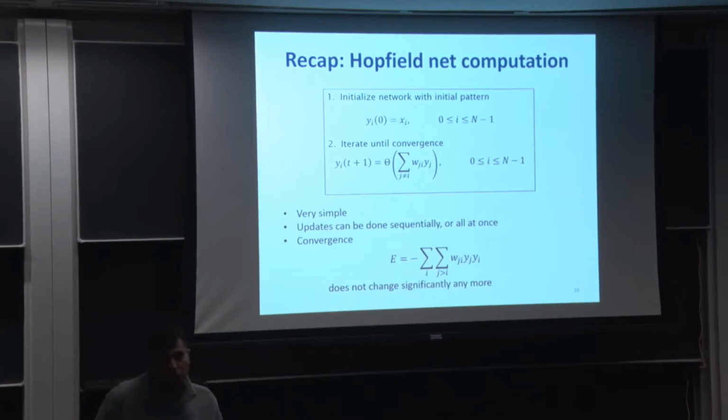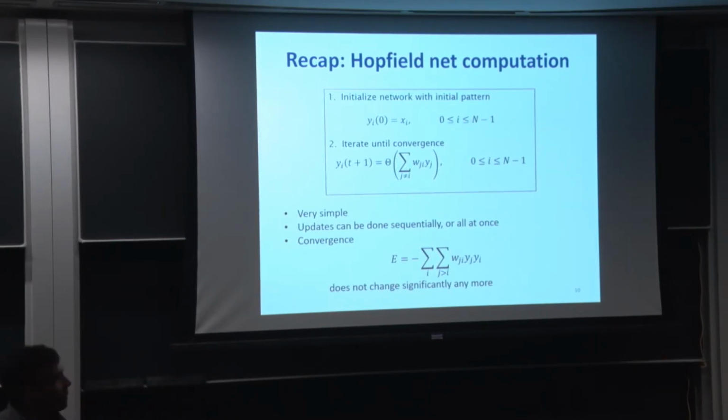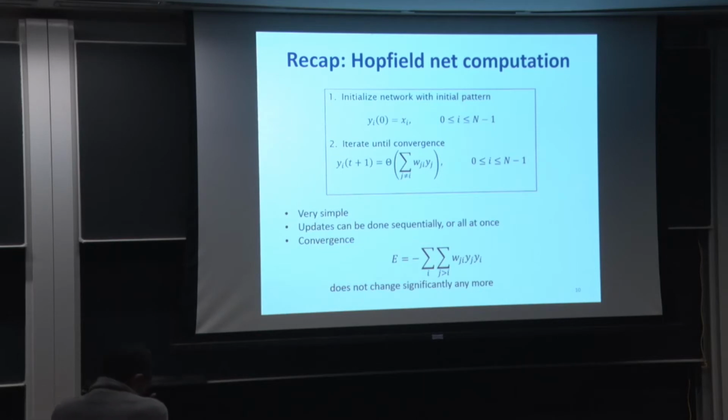So in the computational equivalent, which was the Hopfield network, the way the Hopfield network would operate was that you'd initialize the network somehow, and then you'd loop through all of the neurons and set each neuron to align itself with the field at that neuron. And you'd keep looping through this until the iteration converged. The updates could be done sequentially or all at once, and convergence happens when this energy doesn't change significantly anymore.